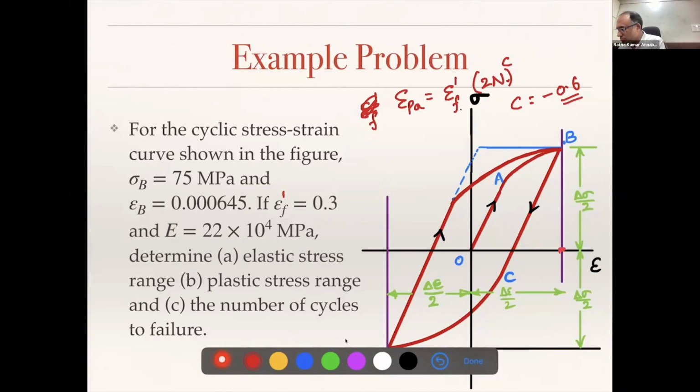You understood what you need to do? We need to find out N. In order to find out N, you need to know the plastic strain amplitude. So using this data, you need to first compute the plastic strain amplitude. Please go ahead. I'm giving 10 minutes so that you can carefully look at this and find out the plastic strain amplitude.